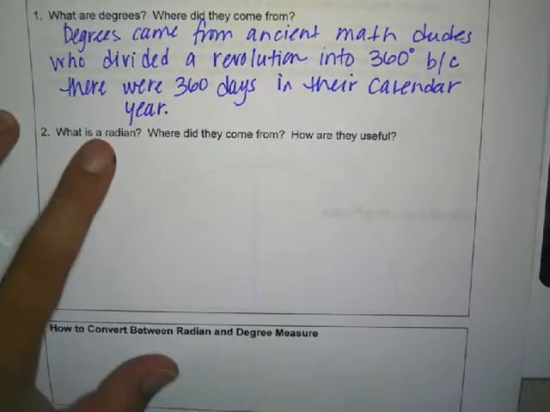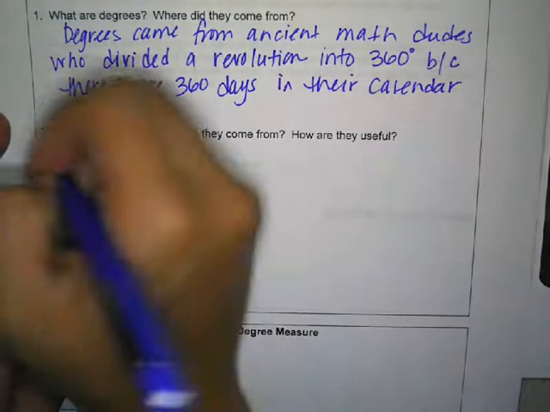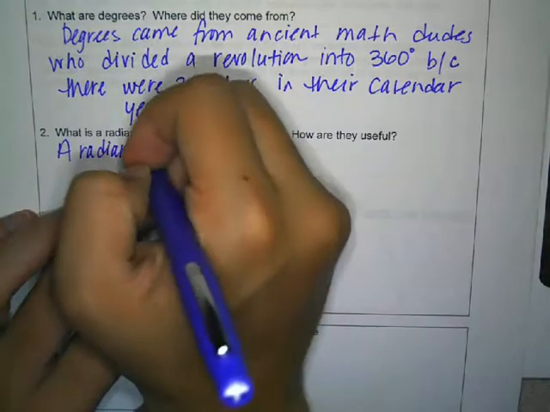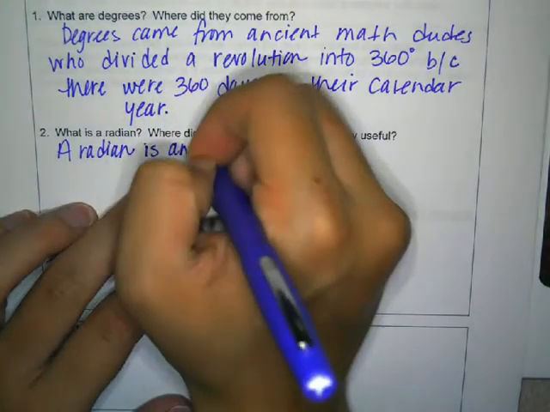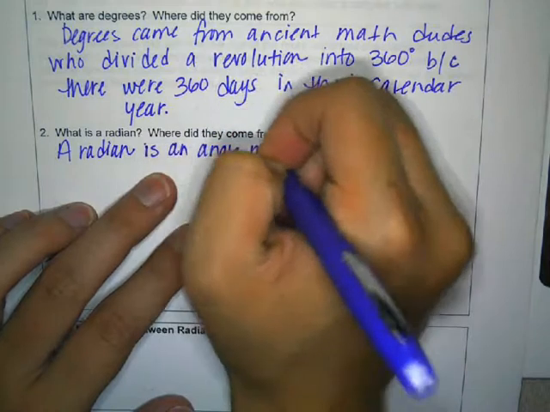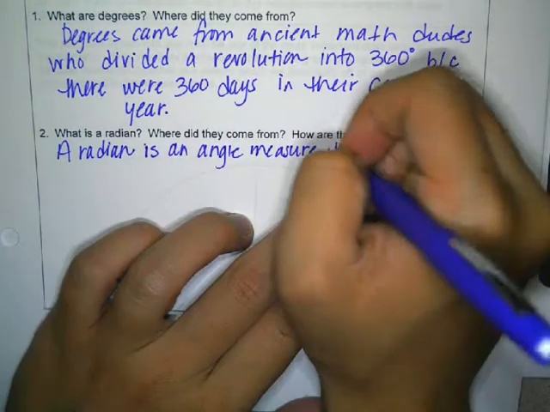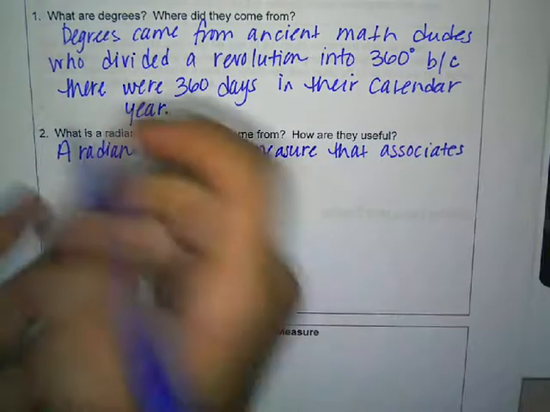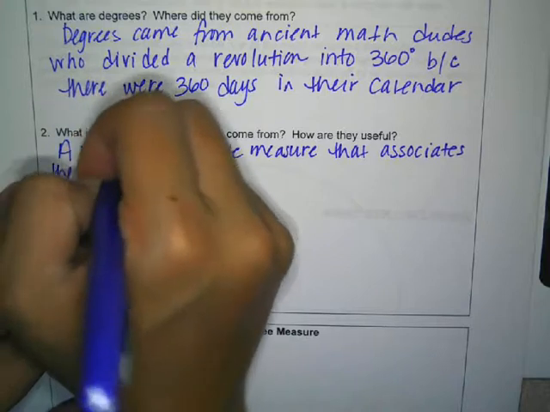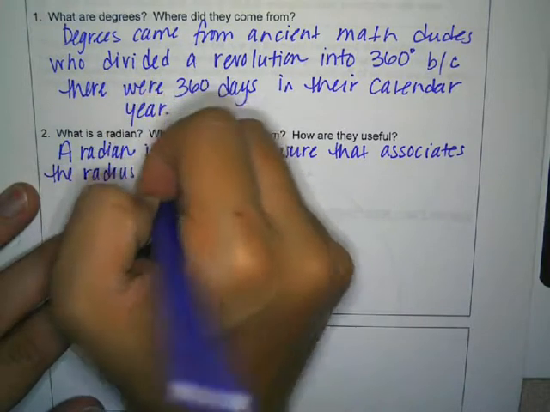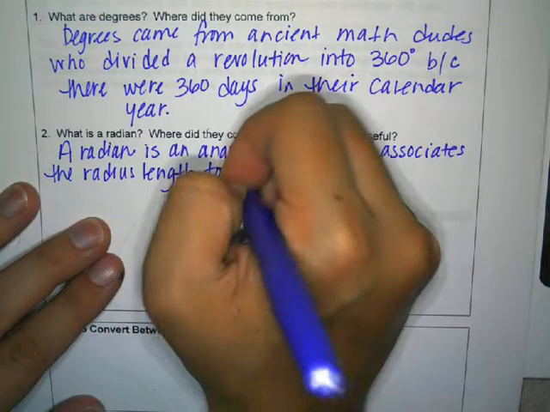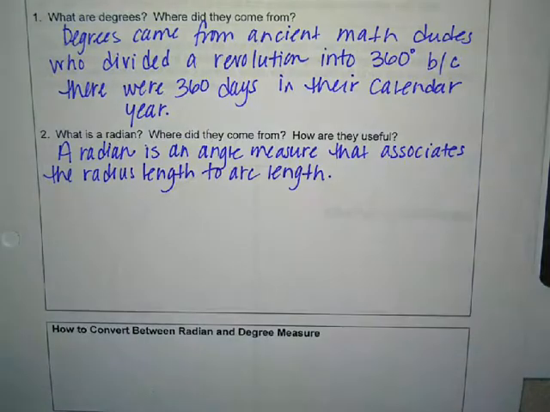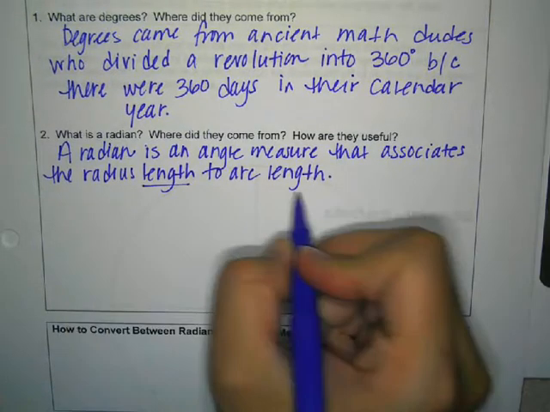So, what is a radian? A radian is an angle measure that associates radius length to the arc length. This is different because we're talking about length.